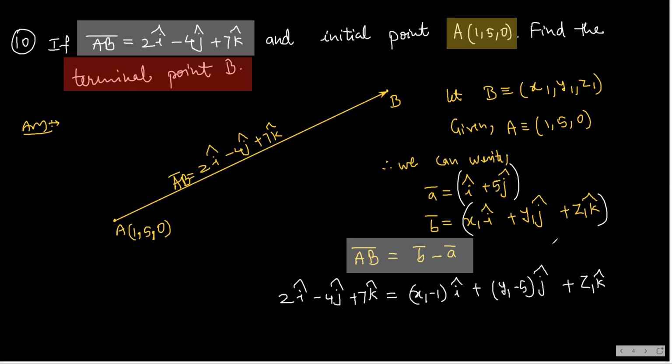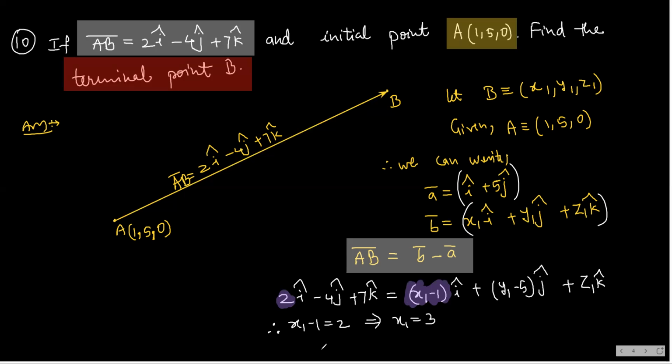Okay, z1 minus 0 k cap is z1 k cap. Now I shall be equating the coefficients. Therefore, see what you get. The coefficient of i cap on the right hand side is x1 minus 1 and on the left hand side it is 2. So what do you get? You get x1 minus 1 equals 2. This gives you x1 equals 3.